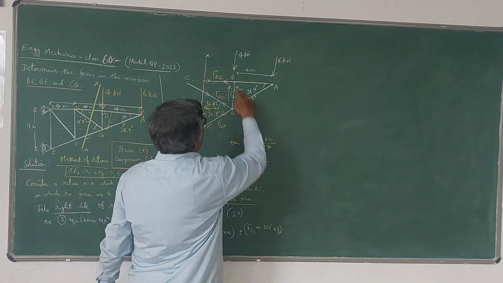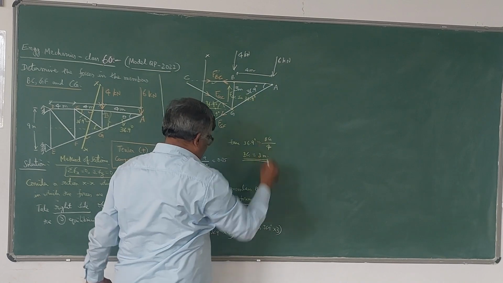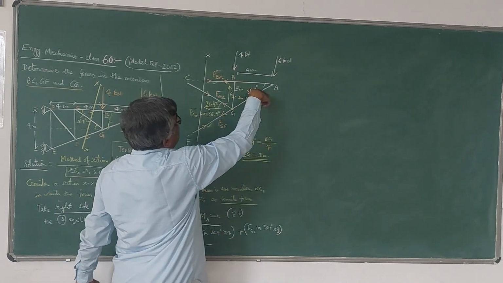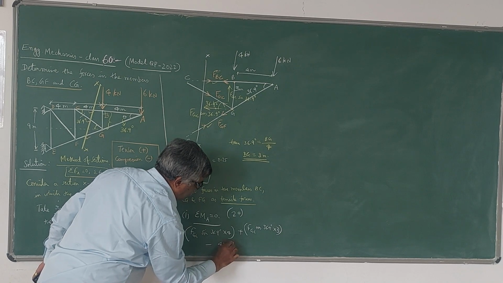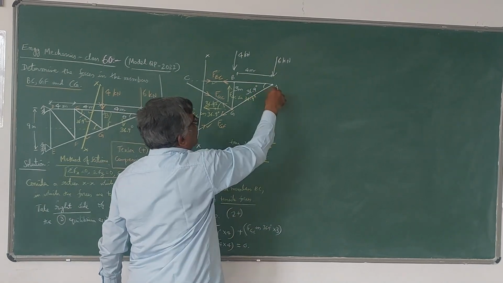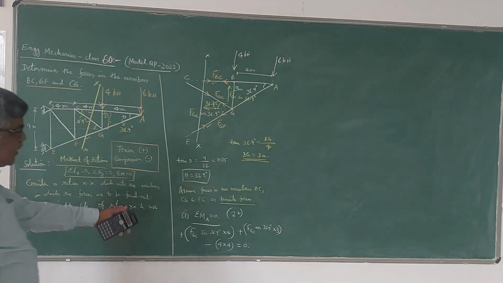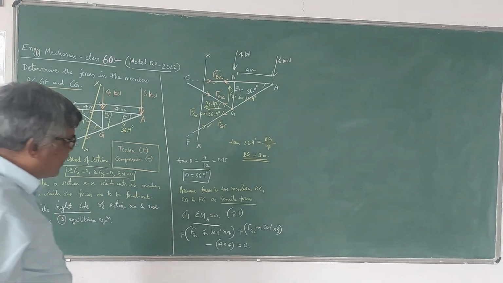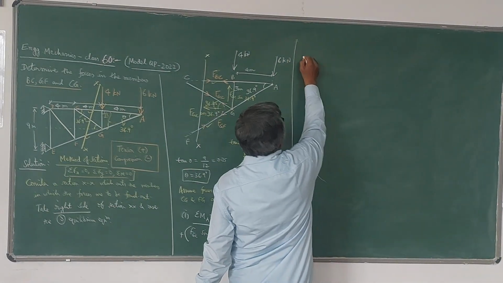Then I have to take the moment due to this 4 kN force also, which is anti-clockwise. So minus 4 into 4. Minus 4 into 4 is equal to 0. That 60 Newton will not give any moment because it is passing through the point A. Now from this, I think you can easily calculate the value of FGC. So you just calculate the value of FGC.